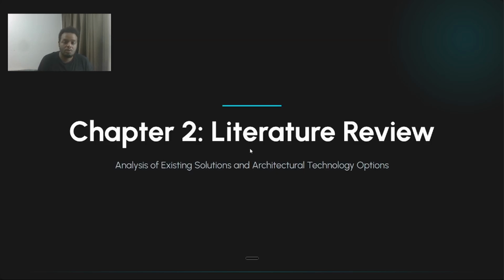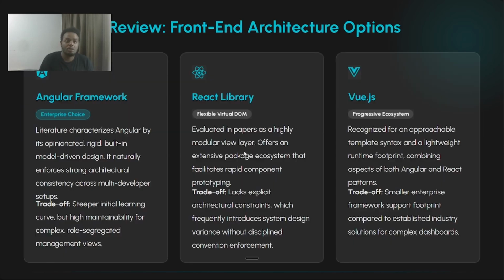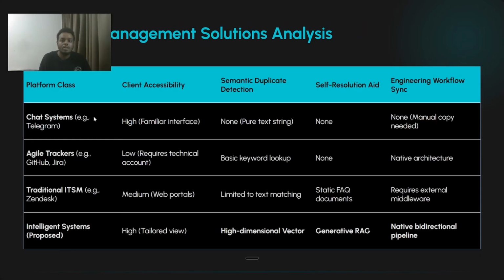So for Chapter 2, which is the literature review, it covers the analysis of existing systems and architecture technology options. This is the difference between the system that I'm trying to develop and the existing systems that try to achieve what I am aiming to achieve.